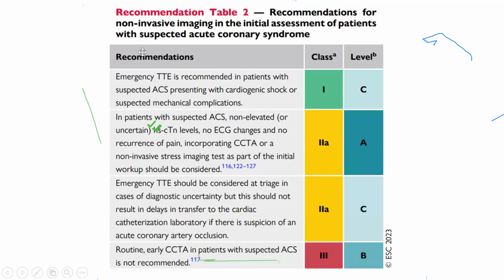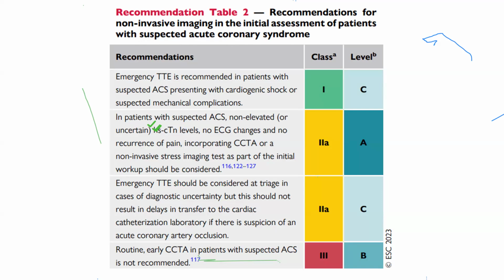Now, with recommendations for non-invasive imaging as part of the initial evaluation of the patient with suspected ACS, emergency transthoracic echocardiogram is recommended in patients with suspected ACS presenting with cardiogenic shock or suspected mechanical complications. Class 1. In patients with suspected ACS, non-elevated or uncertain troponins, no ECG changes, and no recurrence of pain, incorporating CT coronary angiogram or non-invasive stress test imaging as part of the initial workup should be considered, which is part of the ones we mentioned earlier as part of the review of the old guidelines.